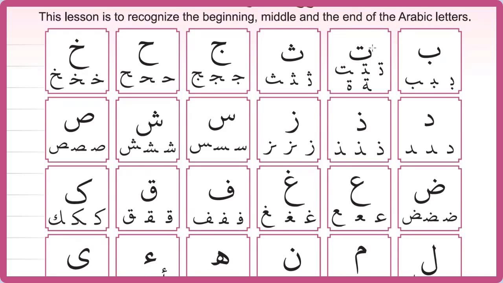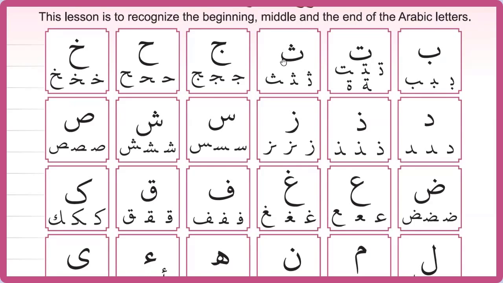Now the ta. Ta is a boat with two dots on top of it, and there are three shapes: beginning, middle, and end, right? But sometimes ta at the end is like its original shape, and sometimes it comes in this shape, like the circular form with two dots on top of it, right? And inshallah, you will recognize it by practice. As soon as you read the letters and practice the words, you will recognize it, inshallah.